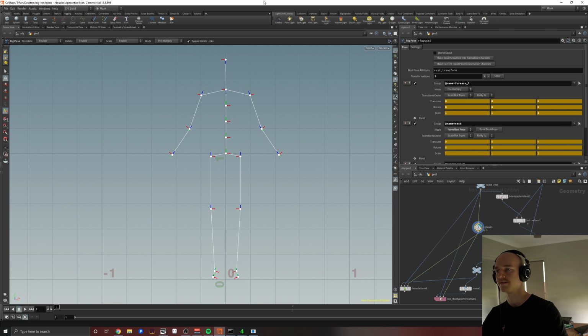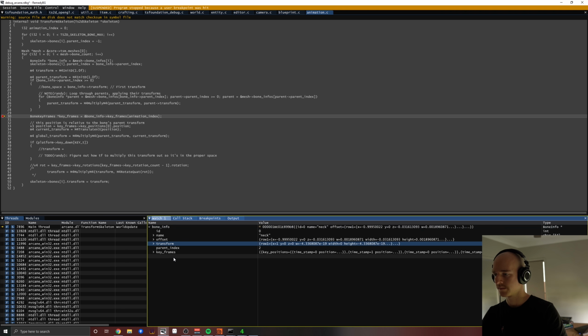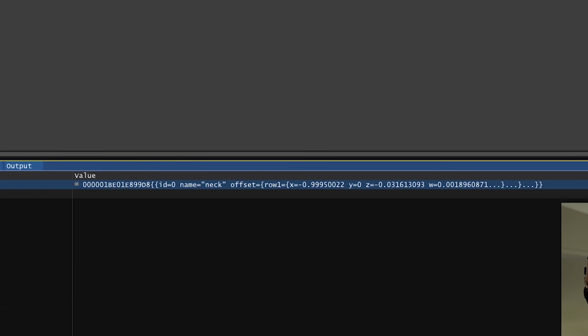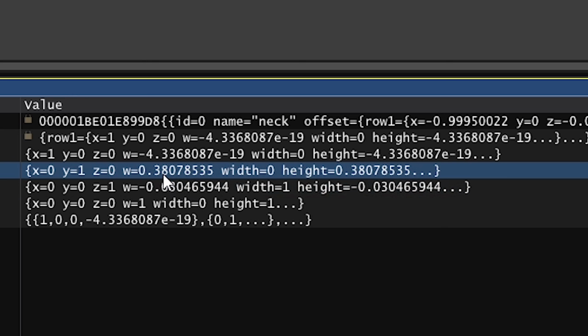So that means the parent transform of the neck, once we multiply all of those out, should be 1.5. So let's find this out. Neck, drum roll please. 0.38, that's really not it. So there's our issue.